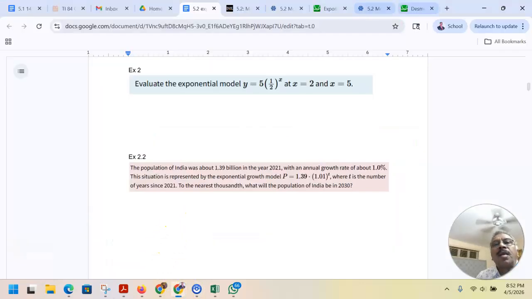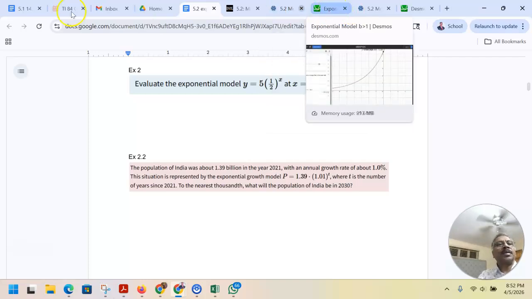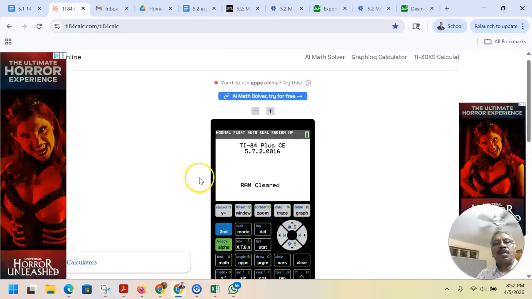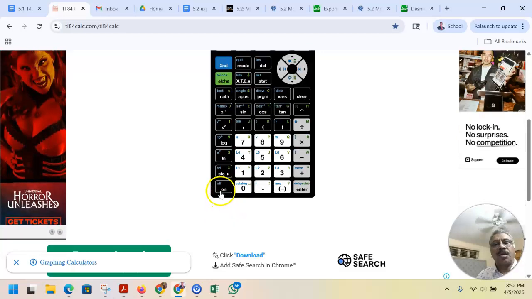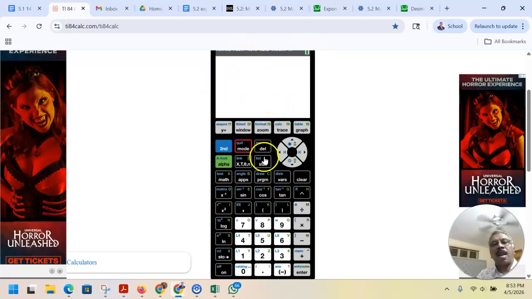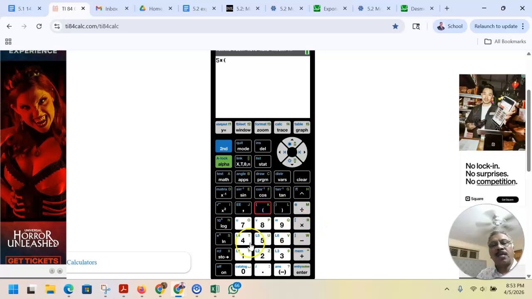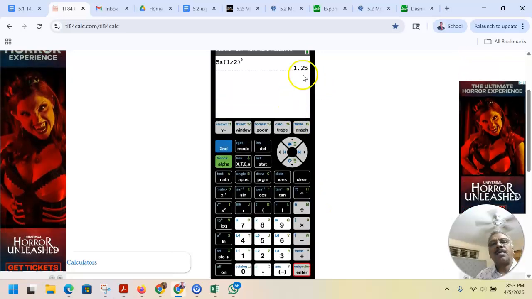So if you see this calculator that you have, the TI-84, here you can type 5 times. So you turn it on, and then click second mode, and then you get a blank screen. And since there is a 5 times, so 5 times, and the open parenthesis, 1 divided by 2, close it. And then there is this inverted V shape. Click on this to take the exponent. And because they're asking you to, just put a 2 and you enter. You get the answer 1.25.